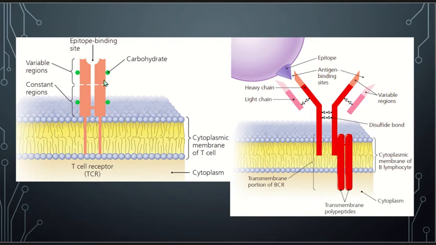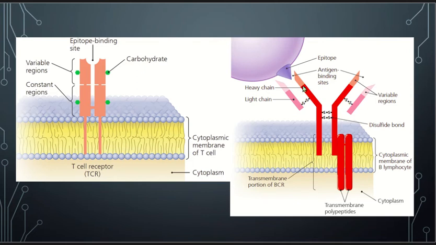T cell receptors on the left, like we see over here, are going to be embedded in the membranes of T4 lymphocytes and T8 lymphocytes, which are only going to be able to recognize epitopes that are presented by our body's molecules on these MHC presenting platforms.